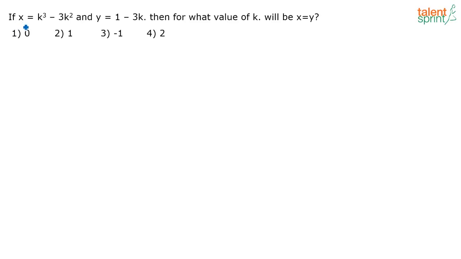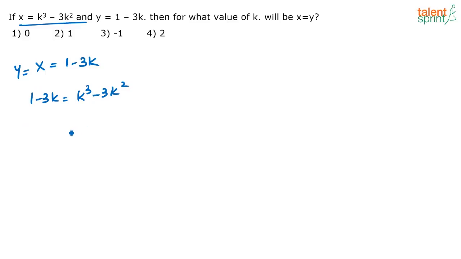Again here, what is given? X is equal to k cube minus 3k squared, y is equal to 1 minus 3k. For what value of k will x be equal to y? If x is equal to y, I will have y equal to x equal to 1 minus 3k. So I can say this expression becomes 1 minus 3k is equal to k cube minus 3k squared. Or actually you can put in the values also here and see.